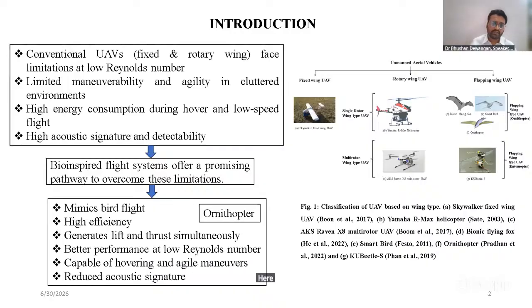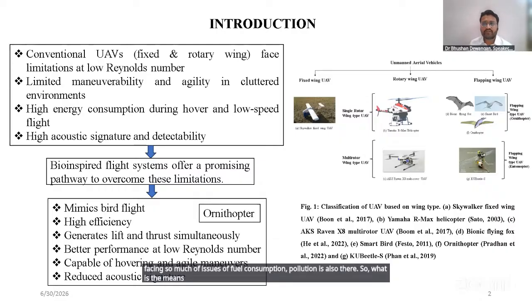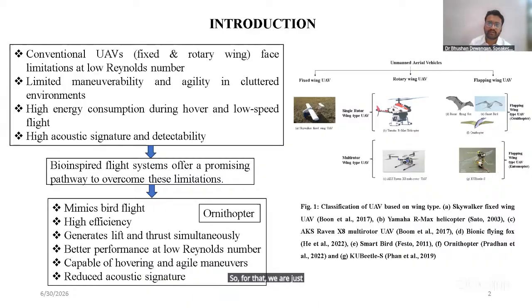Here they consume a very large amount of fuel because they need a runway and they need time to take off. I know it is a very developed kind of technology, but still we are facing so many issues of fuel consumption, and pollution is also there. So what is an efficient way to reduce the pollution as well as the fuel consumption? For that we have another type, the rotary wing type.